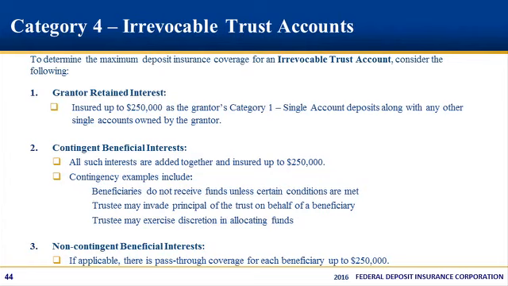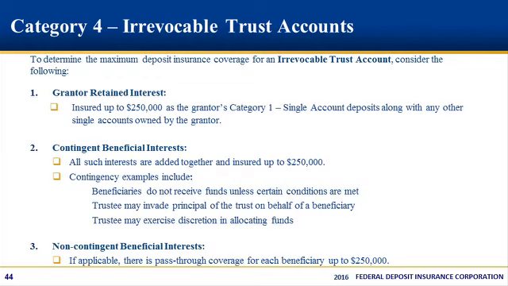The second issue to consider when calculating coverage for irrevocable trust deposits is contingent interests. To the extent funds are allocated to one or more contingent beneficiaries or beneficiaries with contingent interests, then these interests are added together and the combination of all contingent interests are insured for up to $250,000.